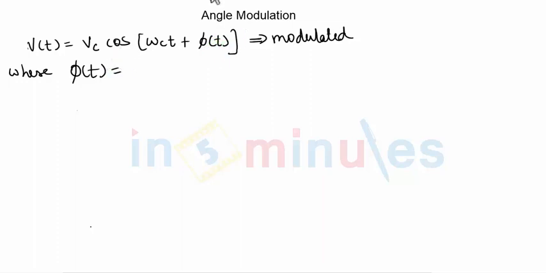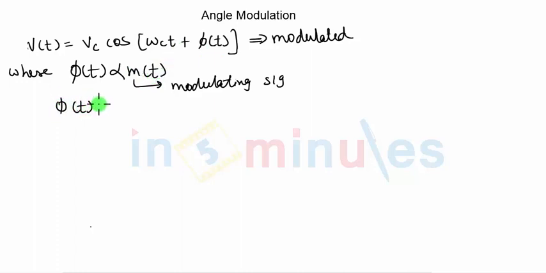I am saying that the phase is directly proportional to the modulating signal m of t. I repeat, m of t here is the modulating signal. Now, if that is the case, then it simply means that the phase of the carrier signal is varying with respect to the amplitude of the modulating signal. If I remove the proportionality sign, I can simply write phi of t as some constant k into m of t. Now let me call it a constant kp.